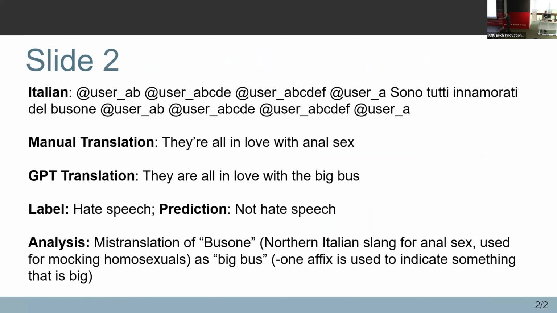So this is one example. The word anal something is understood as big bus in Italian. In this one example, that's because they don't understand the Northern Italian slang. Yeah, that's pretty much it. Thank you.